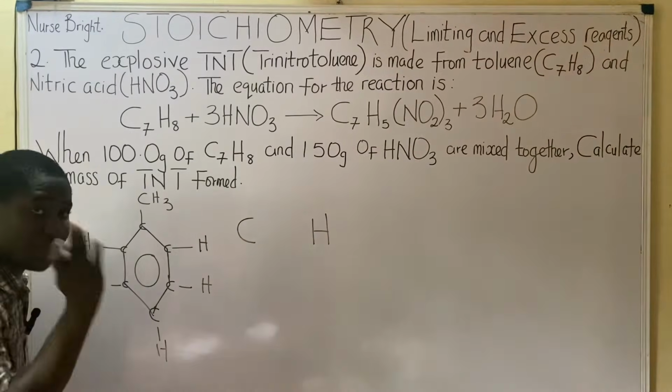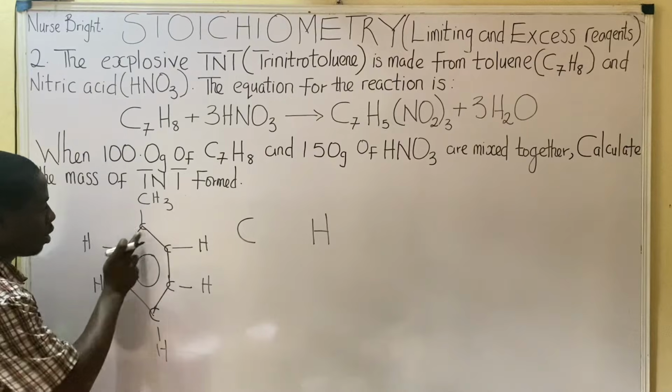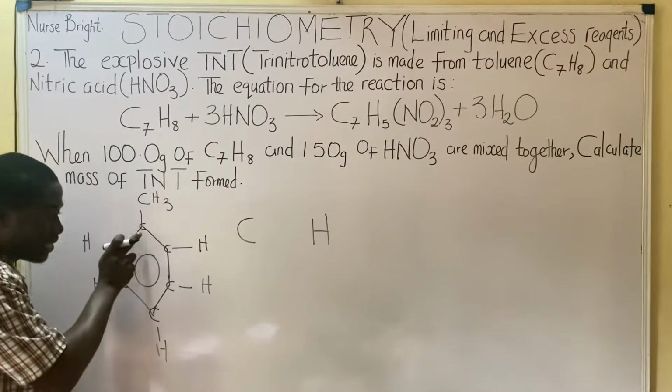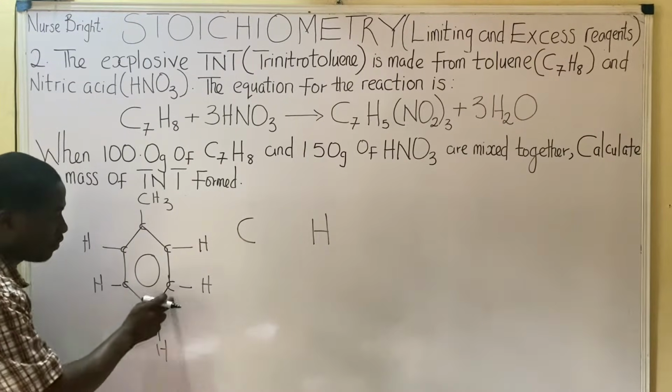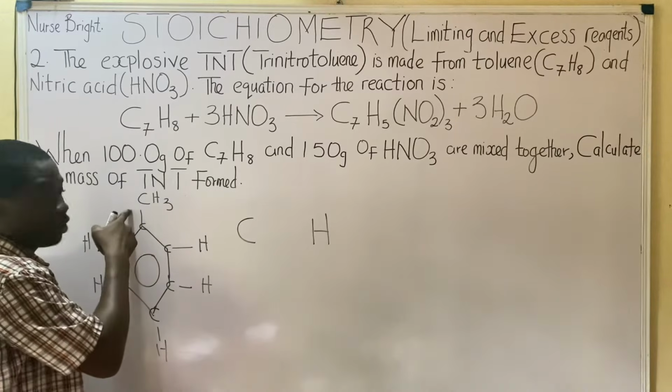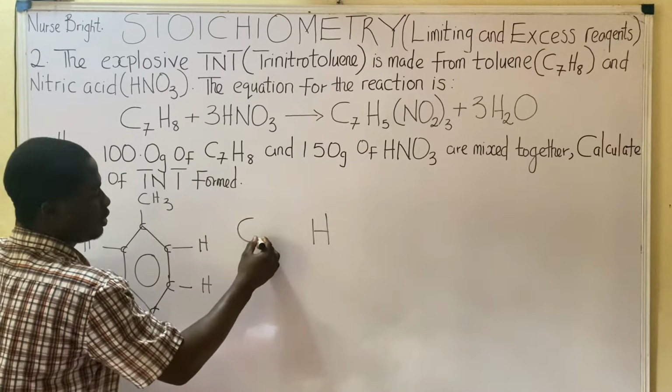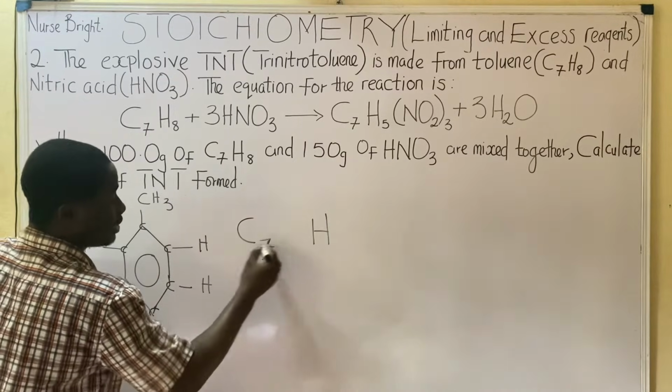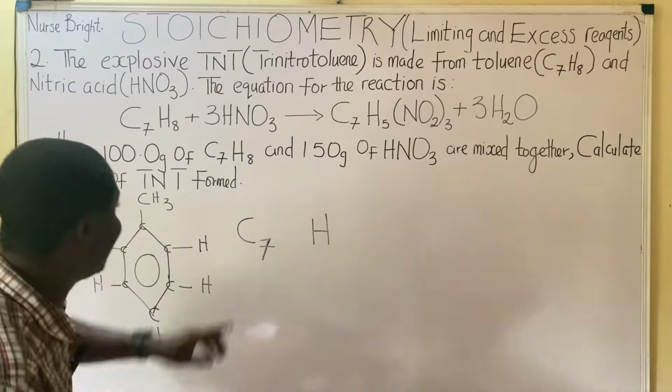So how many carbons do we have? Let's count the ones here: 1, 2, 3, 4, 5, 6. I start from here, so it's 1, 2, 3, 4, 5, 6. I can't stop at 6 because there's one more carbon here. So it's going to be 7, right? So it's going to be C7H8.